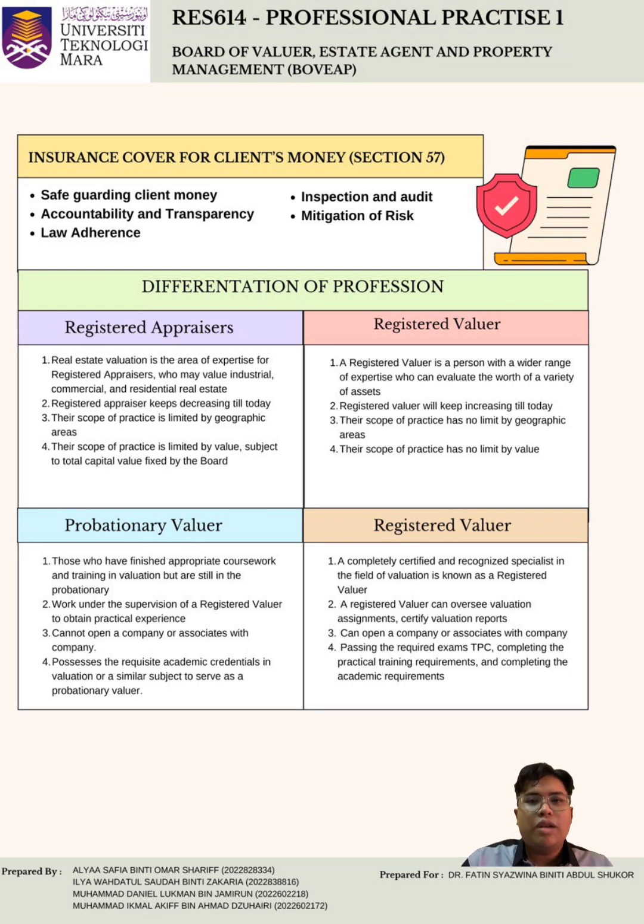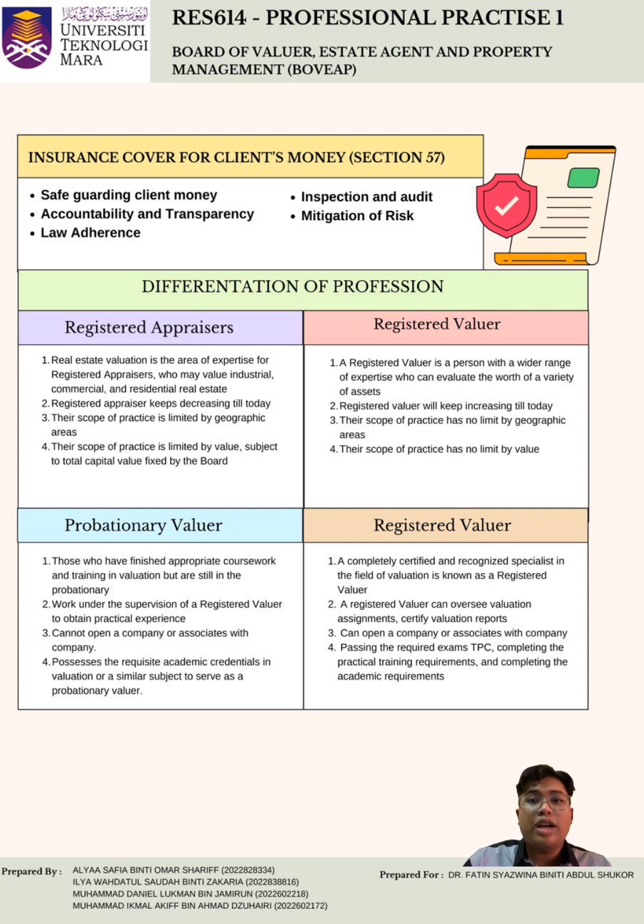Number two is number of registered persons. Registered appraisers keep decreasing till today due to their extensive expertise and prior registration under many Appraisers Act. Appraisers are registered under Part 5 of the Act. Registered valuers will keep increasing till today. Number 3 is scope of work. For registered appraiser, their scope of practice is limited by geographic areas. If the appraiser gets his license in Perak, he can only value property in Perak. For registered valuer, their scope of practice has no limit by geographic areas.